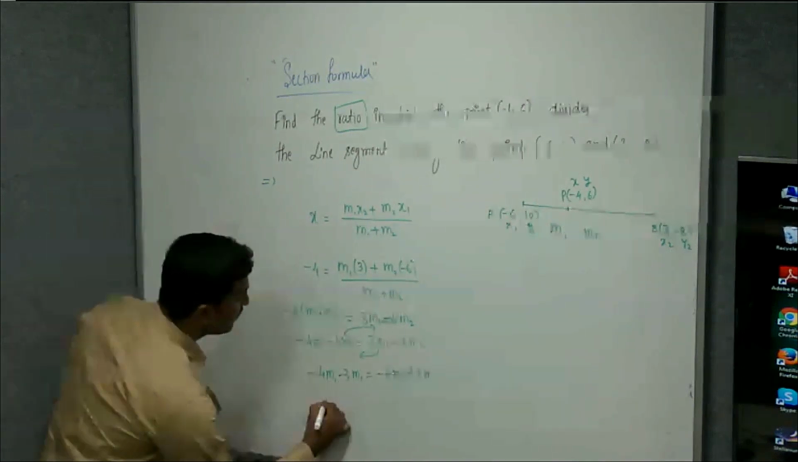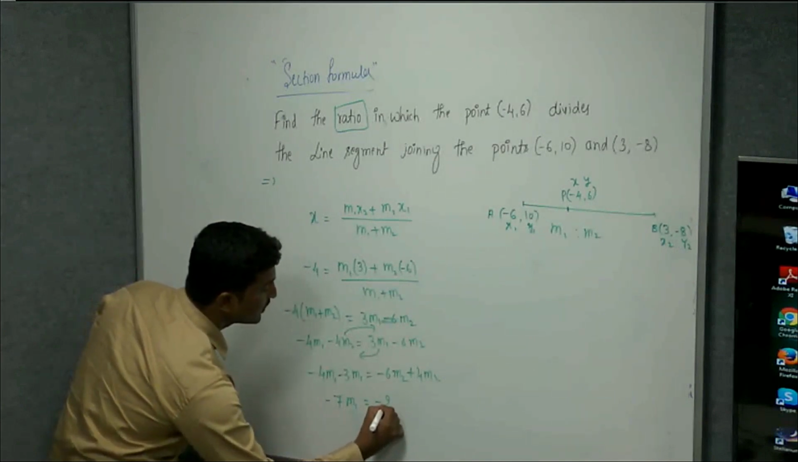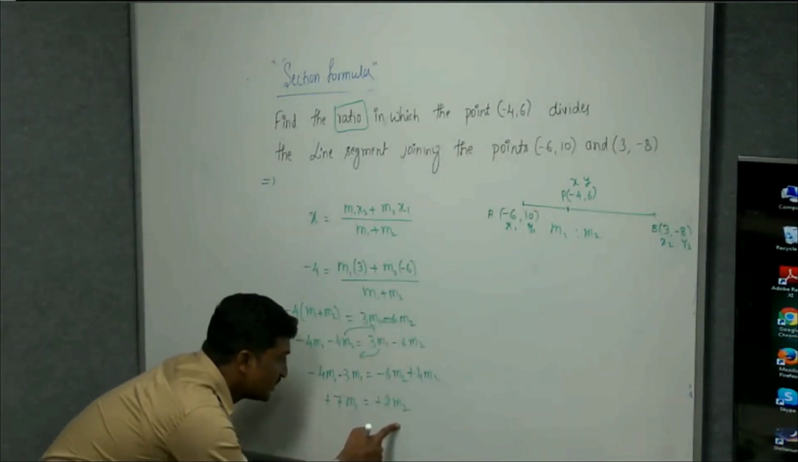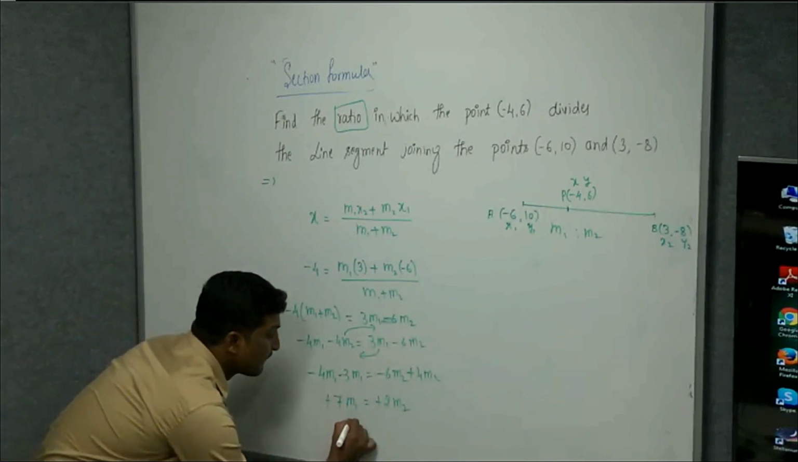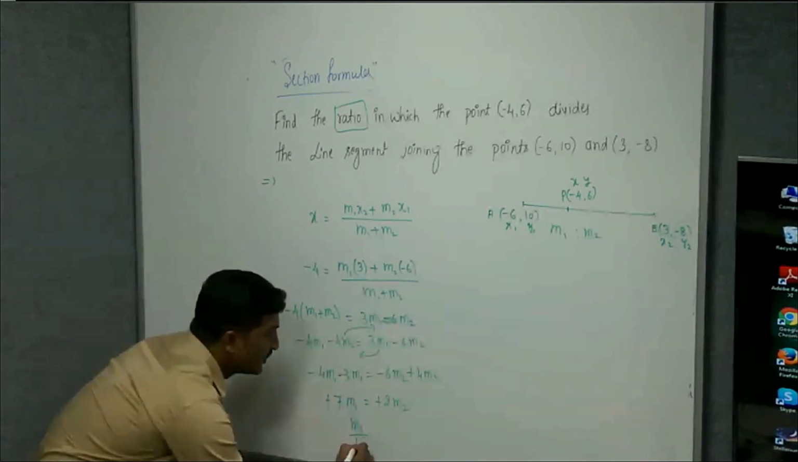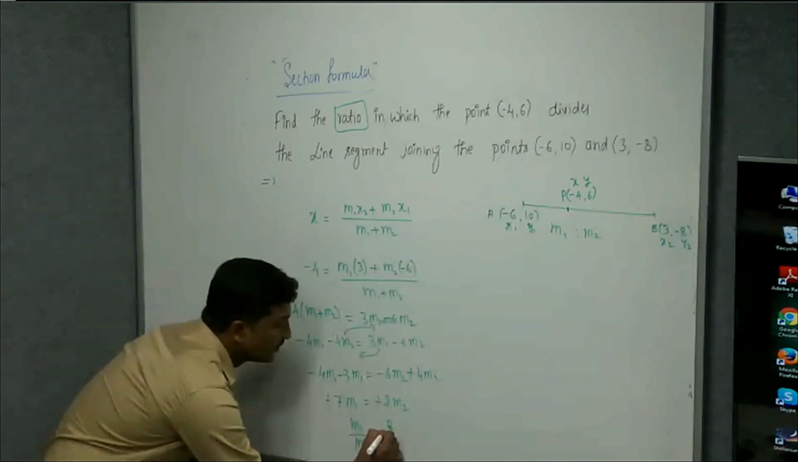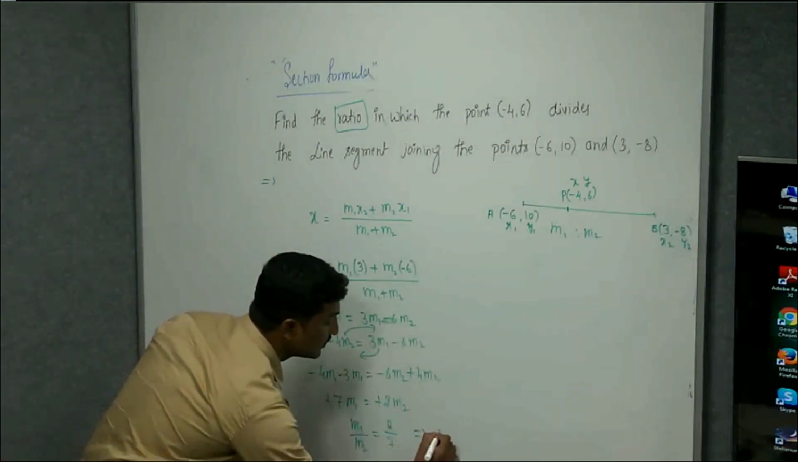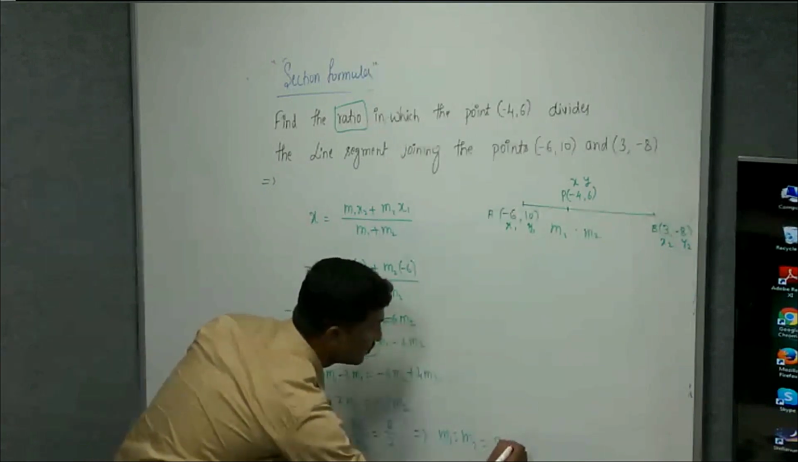We have minus 7 m1 and here we have minus 2 m2. Minus minus cancels, it will become positive. Now send this 7 to that side, is it visible? Yes. m1 by m2 equals 2 by 7. This indicates m1 is to m2 is equal to 2 is to 7.